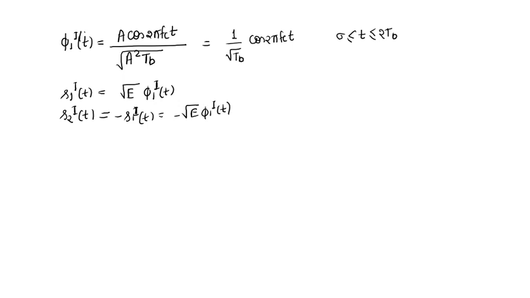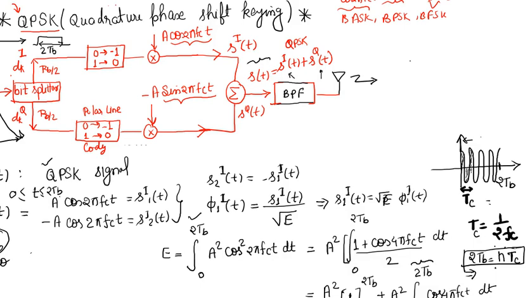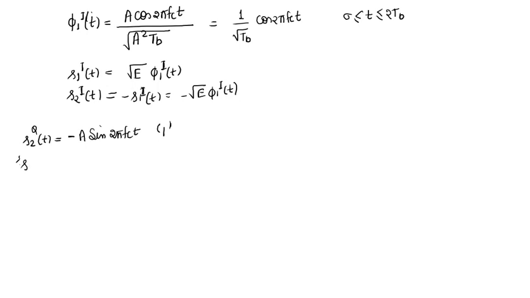Next we will perform a similar analysis for the quadrature-phase signals. What are the two possible quadrature-phase signals? For logic 1 we have used minus A sine 2 pi fc t. So this is S1 Q(t), and the second possible signal which can come out of the Q branch, S2 Q(t), is A sine 2 pi fc t. Again we want to find a basis, the minimum number of linearly independent orthonormal functions, to represent these two signals.